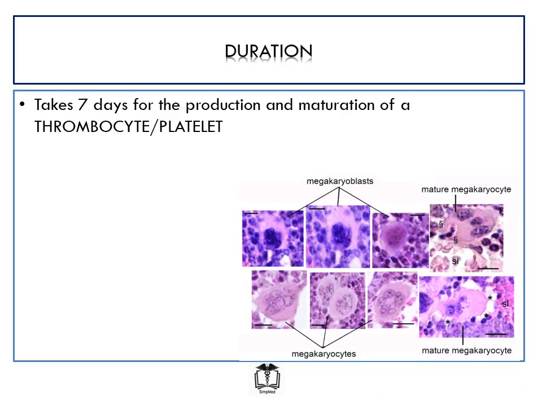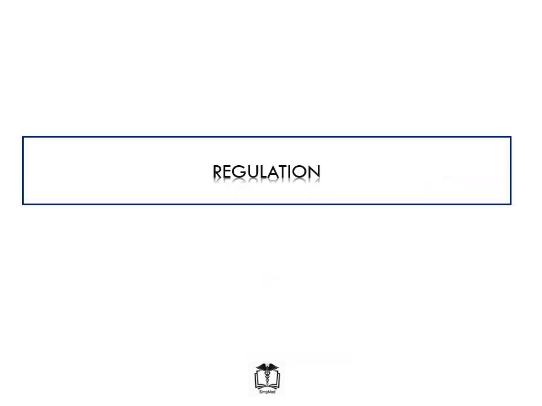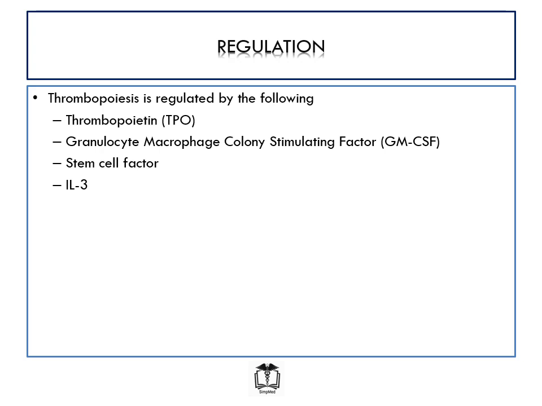The entire process of thrombopoiesis takes about 7 days to occur for the production and maturation of these platelets. This will span the process of megakaryoblast becoming megakaryocyte and megakaryocytes undergoing fragmentation to form platelets. So a total of 7 days is the duration of thrombopoiesis. Just like erythropoiesis, thrombopoiesis is also regulated by a number of factors. This includes thrombopoietin, granulocyte macrophage colony stimulating factor, stem cell factor, and interleukin 3, which have all been noted to be involved in the process of thrombopoiesis.